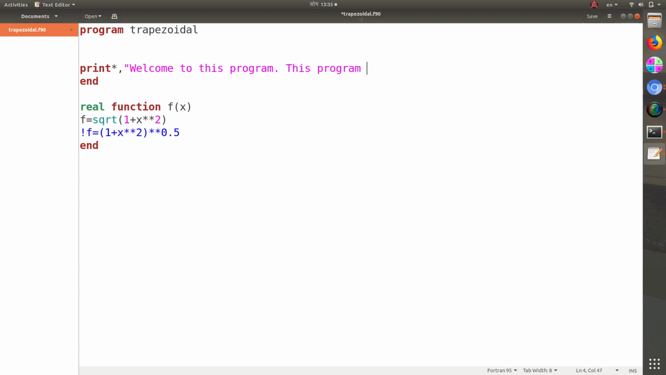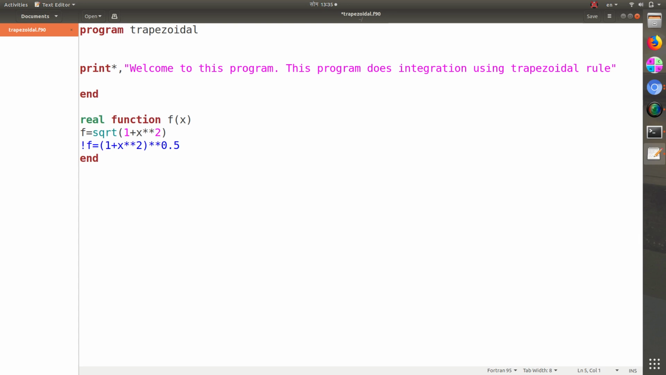This program does integration. My English is really poor. This program does integration using the trapezoidal rule. Okay, so this will be printed on the screen.